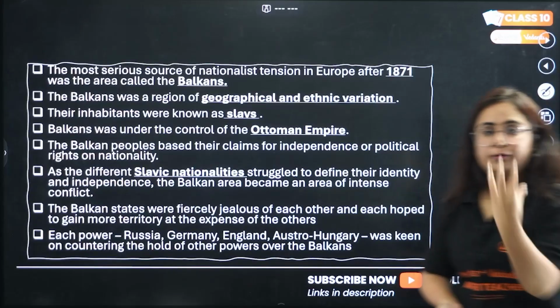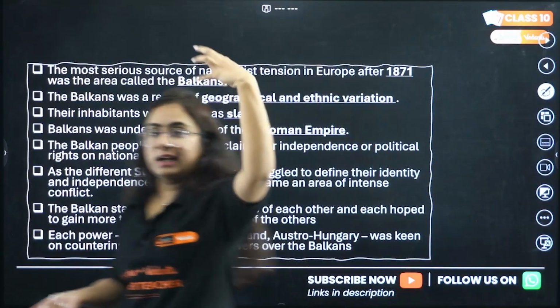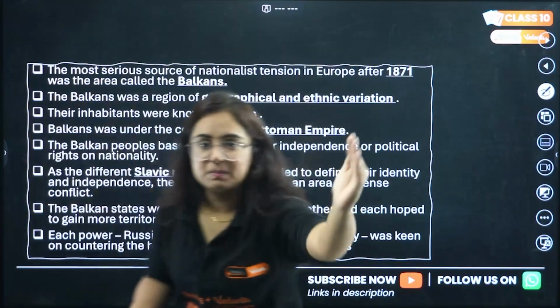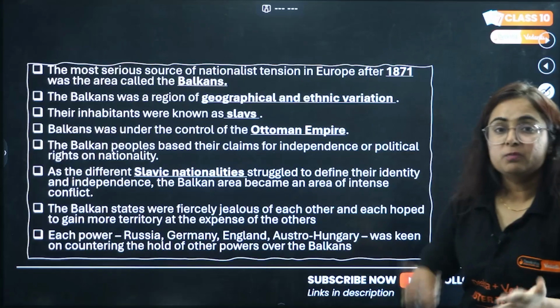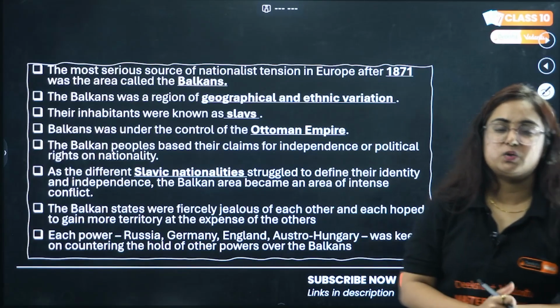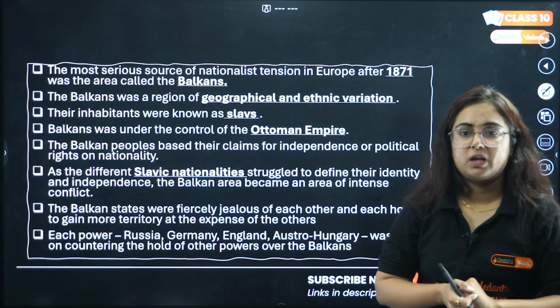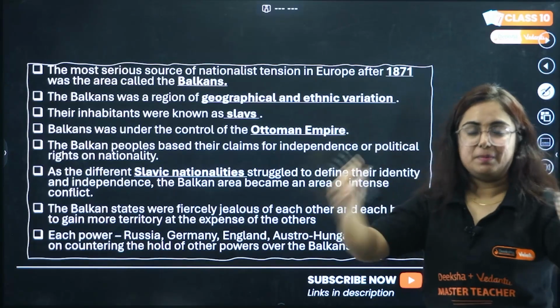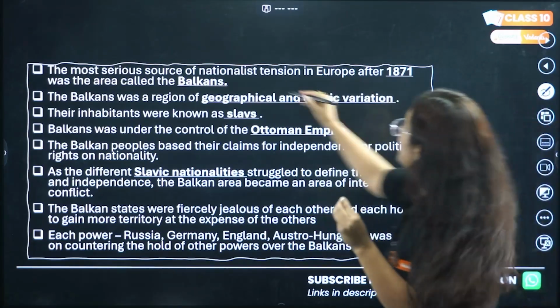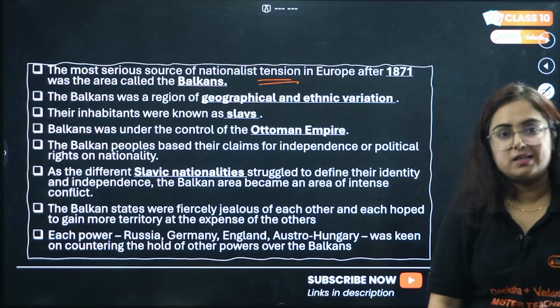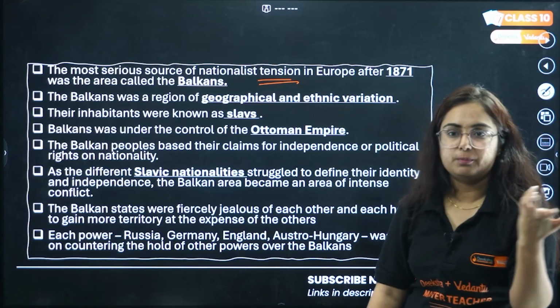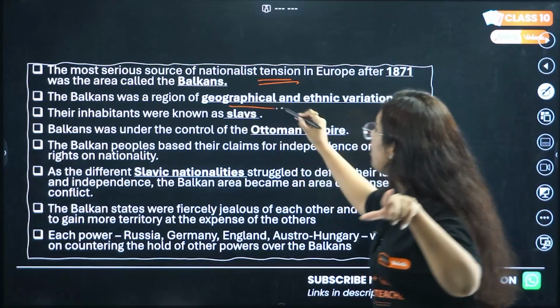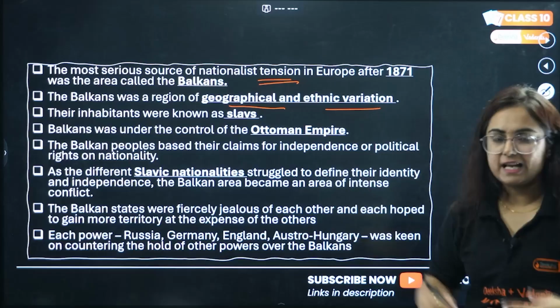Beta, when the feeling of nationalism was growing in the Western world, it spread towards the Eastern one. They also wanted independence from the Ottoman Empire. So the most serious tension in this 1870s period happened in the Balkan region because of this rise of nationalist elements or tensions, we can call. This was the region with geographical and ethnic variation, like I told you.